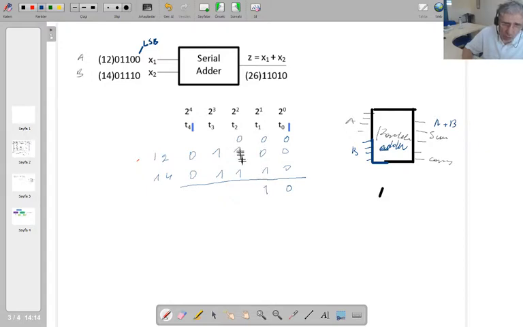So 0, 1 plus 1 gives you 2. Put 0 here, carry is 1. So 1, 1, 1 gives you 3, that is 1, 1. This most significant bit 1 here, and the carry is here. Add them up, you get 1. So this is 26. This is how we have done it by hand.